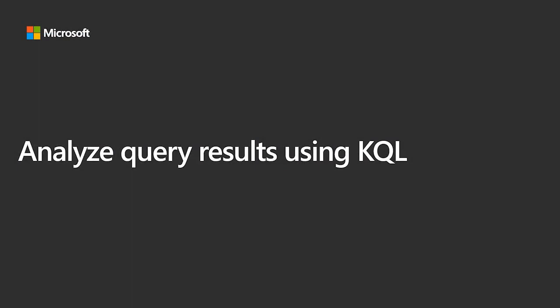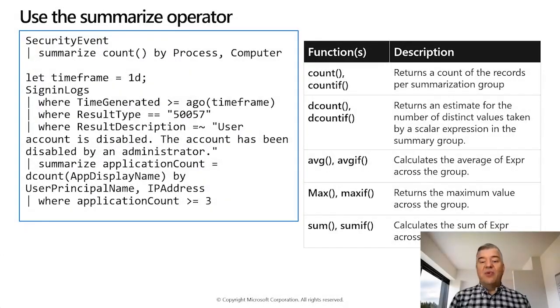Let's see how we can analyze query results using KQL. One of the things that we can do is use the summarize operator. The summarize operator allows us to take a calculated result for specified fields inside of a query. So in this statement here, we're using a Sentinel rule to do a summarized count by process and computer. This is going to give us a count of how many records are inside of our result set, and then create a matrix of those by the process and by the computer name.